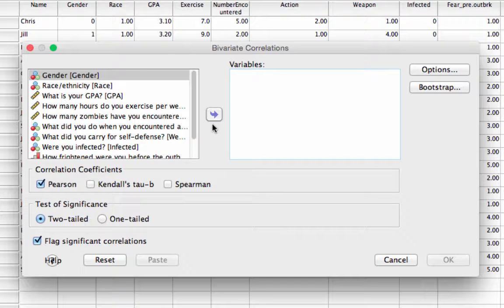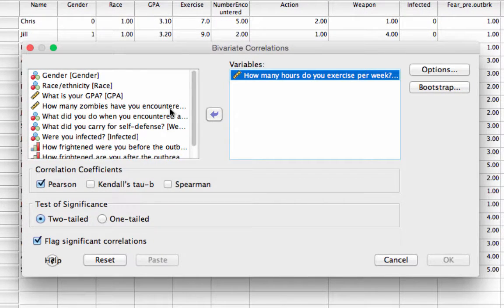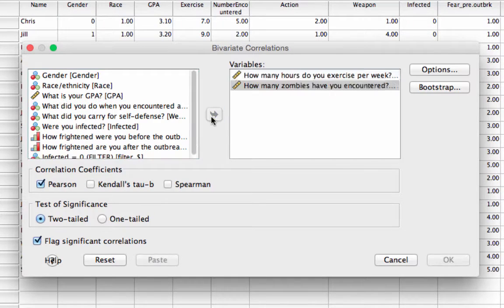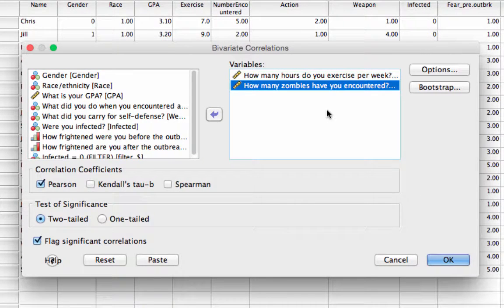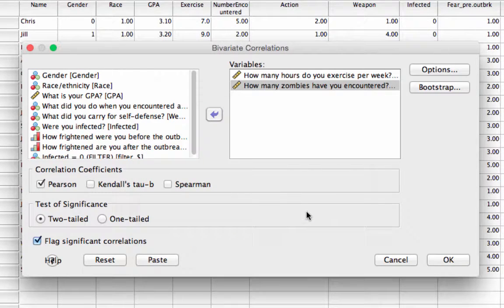But in this case, we just want to look at the relationship between number of hours exercised and the number of zombies that students encounter. So we're going to go ahead and select both of those and move them over to our variables. Let's go ahead and take a look at our options. And we want to go ahead and get some statistics here, some descriptive statistics, some means and standard deviations. So let's select that and then click on Continue.